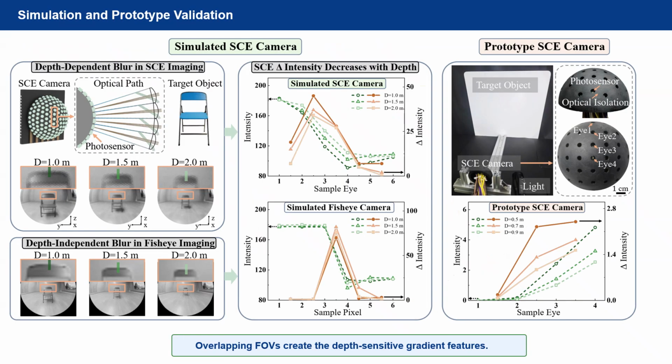We validate this cue in both simulation and a physical prototype. In simulation, as the target moves from 1 meter to 2 meters, the SCE edge response becomes more blurred and the intensity difference decreases. By contrast, the fisheye edge response remains nearly depth-independent. We also built a 37 ommatidia prototype, and the real measurements show the same decreasing intensity difference trend. This supports the physical basis of the depth-sensitive gradient feature.